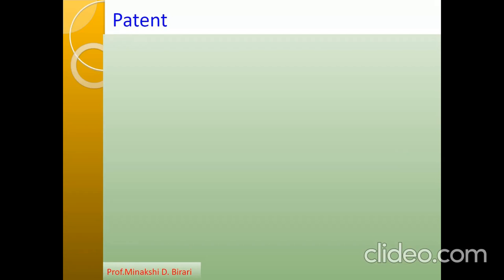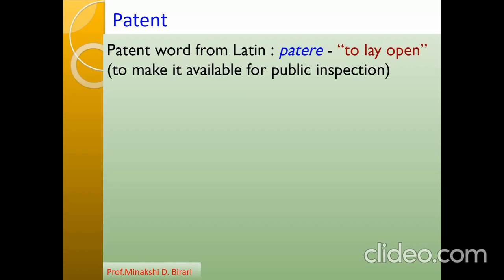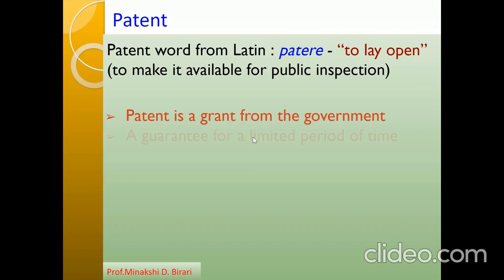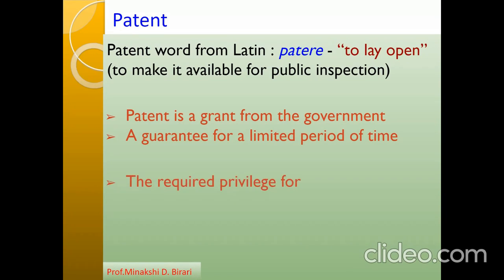So first of all, what is patent? How we can define patent? The original word patent is derived from Latin term, that is patere. It means to lay open or to make it available for public inspection. Patent is a grant from the government, a guarantee for a limited period of time, the required privilege for making, selling and using the invention.